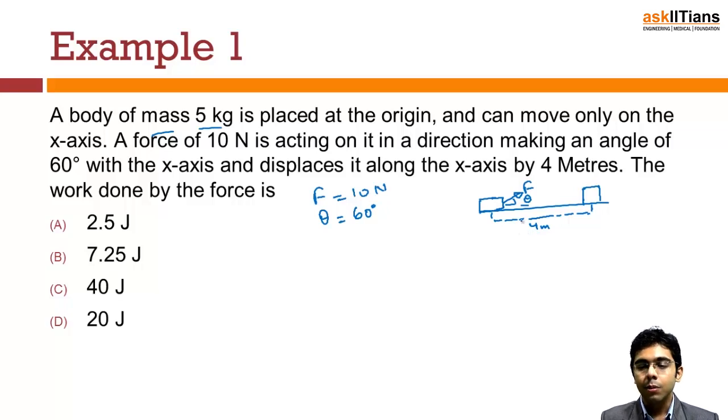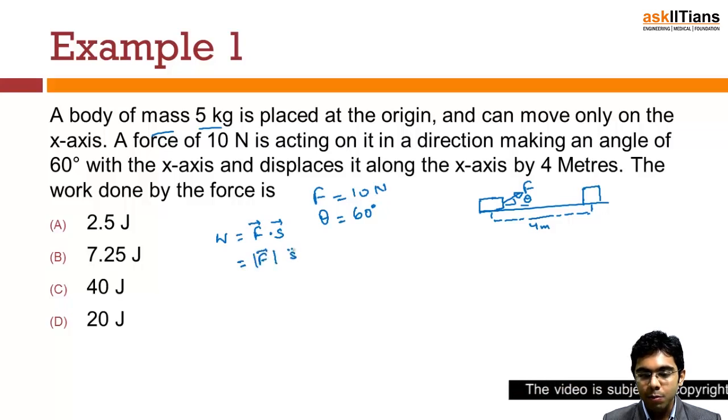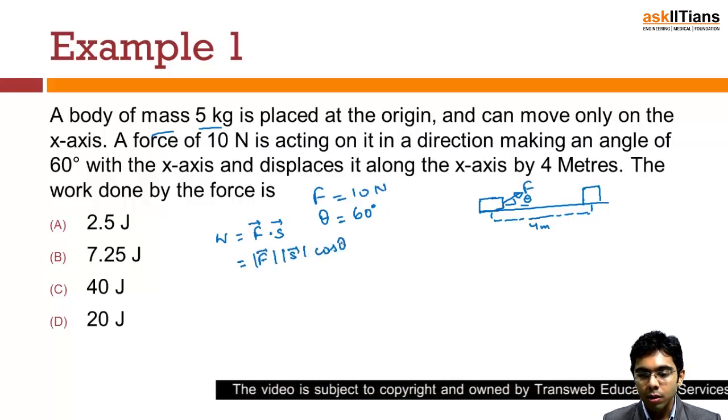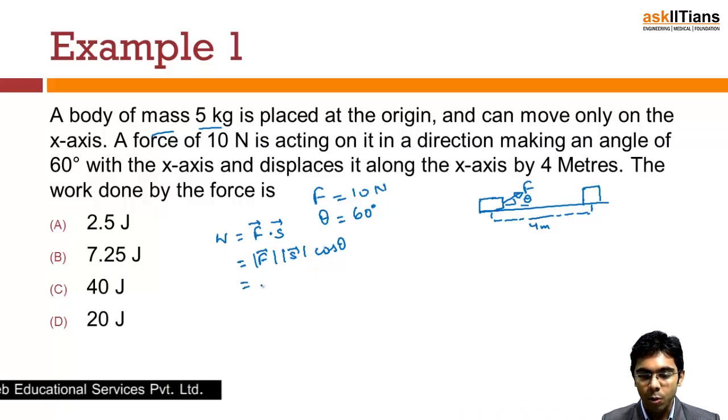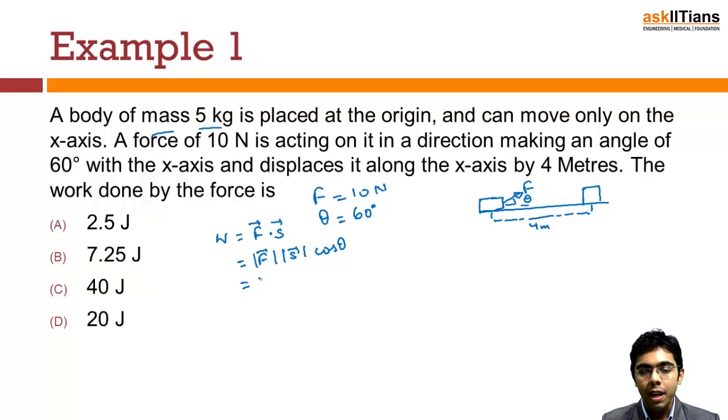Now what is being asked is the work done by the force. As we know, the force is constant, that is 10 Newton. So we can apply work done equals F dot S, that means F vector mod S vector mod cos theta. Since theta is 60 degrees and displacement is 4 meters, let's substitute the values: 10 into 4 into cos 60.